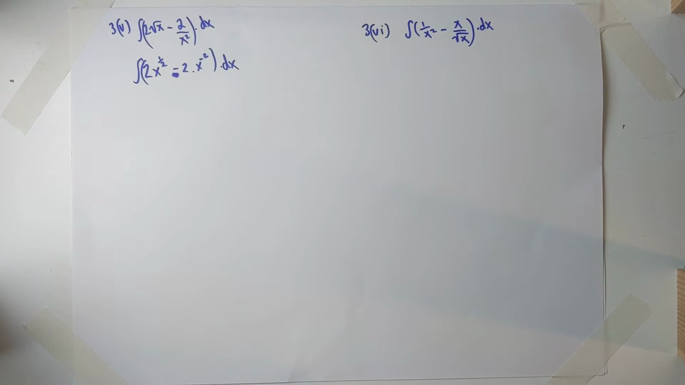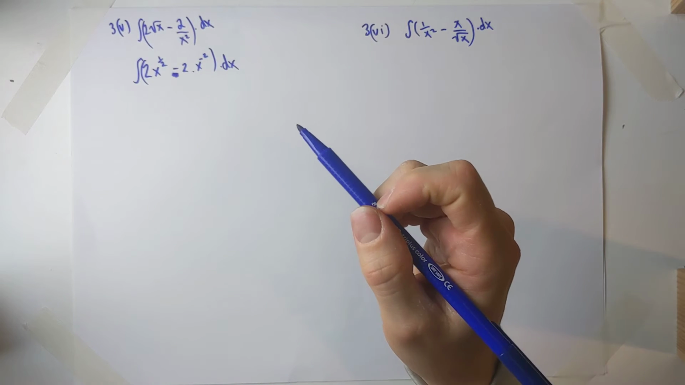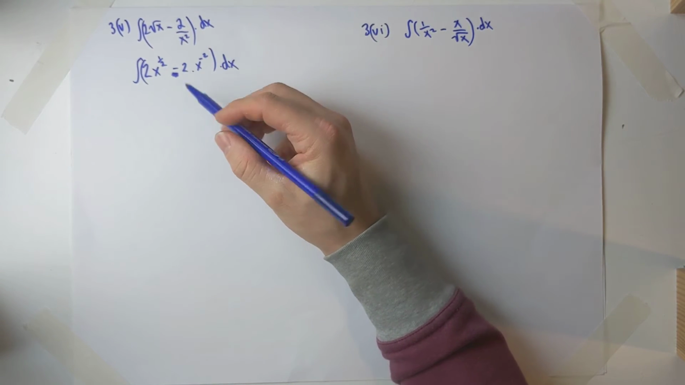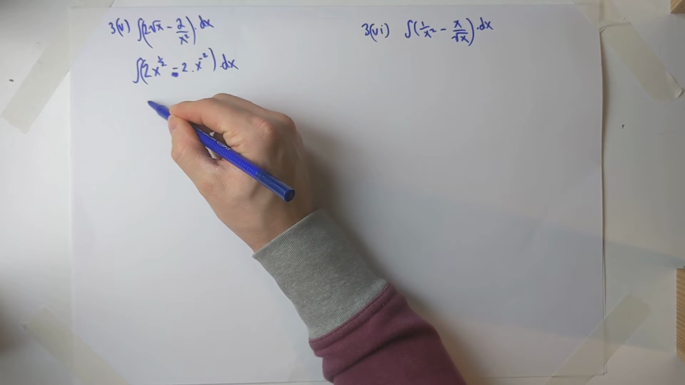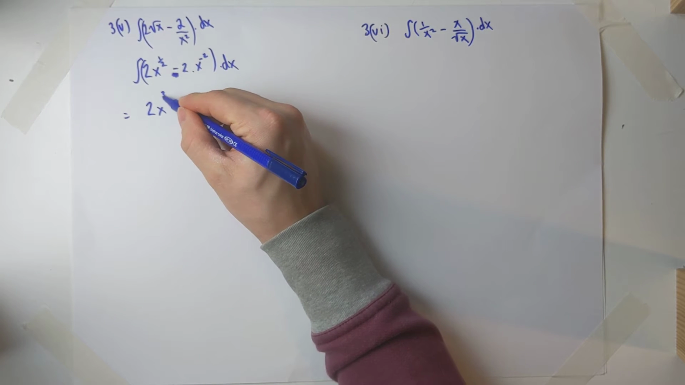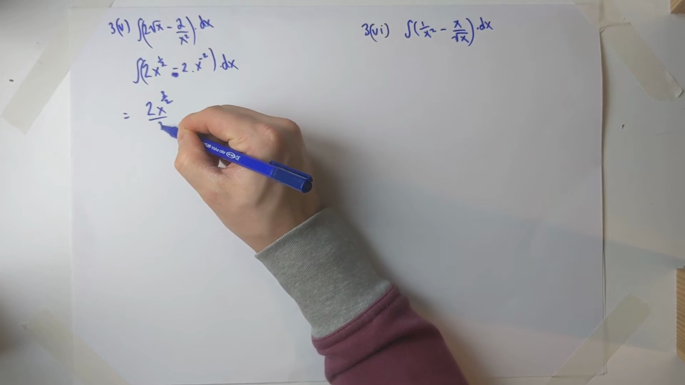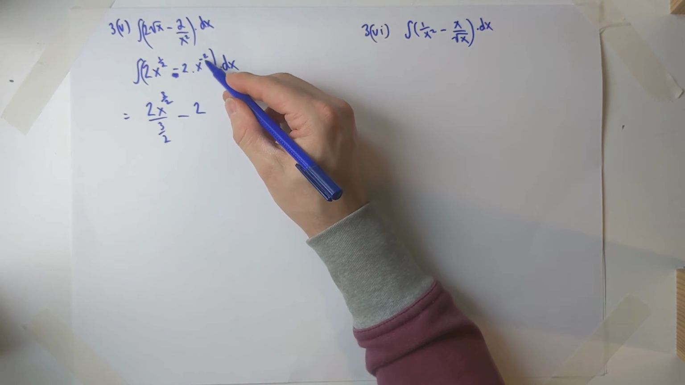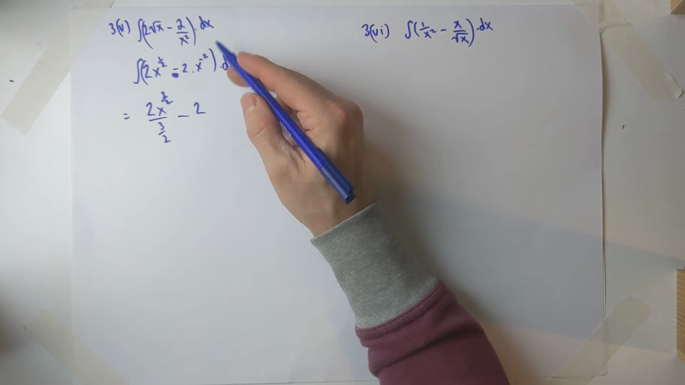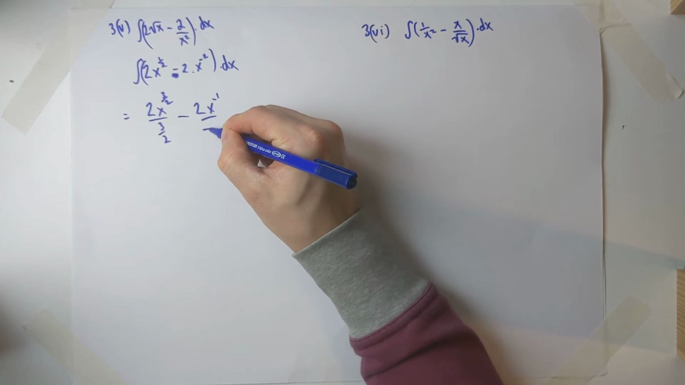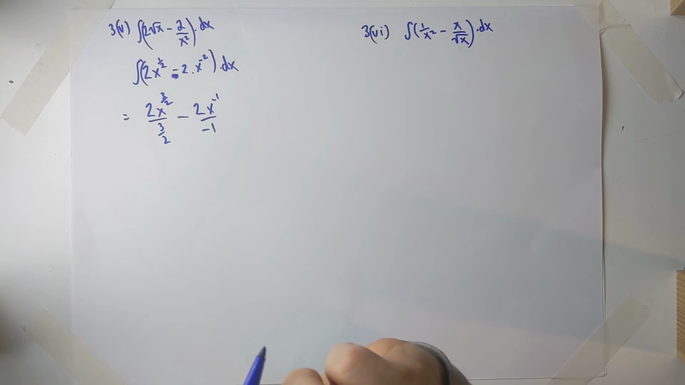Right, so you're ready to integrate now using your rule where you increase the power by 1 and then divide by the new power. So what does that look like? That's going to look like 2x to the power of a half. A half increased by 1 is going to be 3 over 2, so that's what you've got to divide by. And you've got minus 2, x to the power of minus 2, you increase the power by 1, that gives you x to the power of minus 1, and that divided by minus 1 is going to look like that.